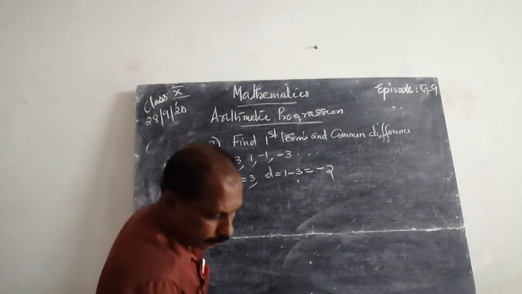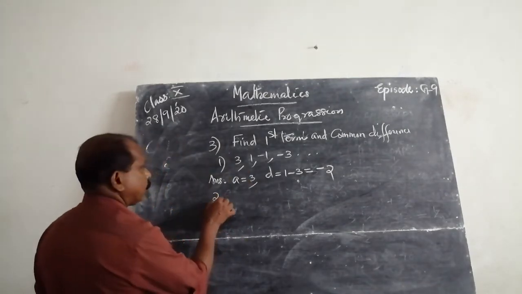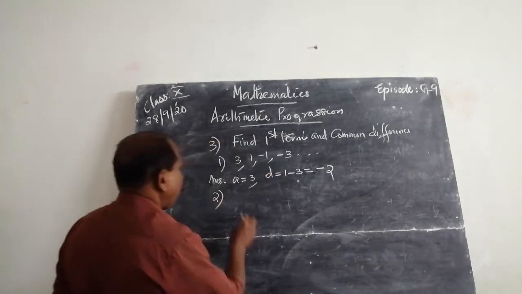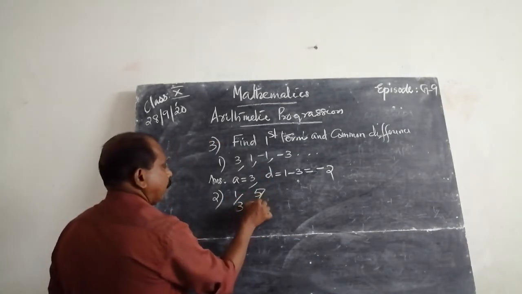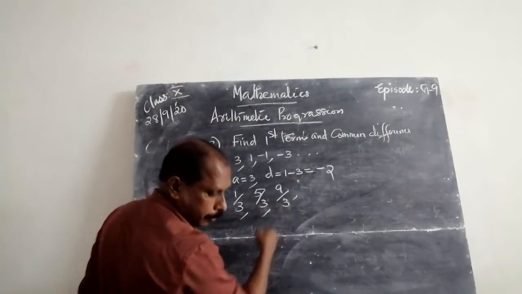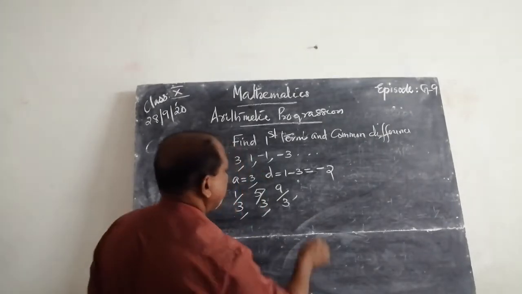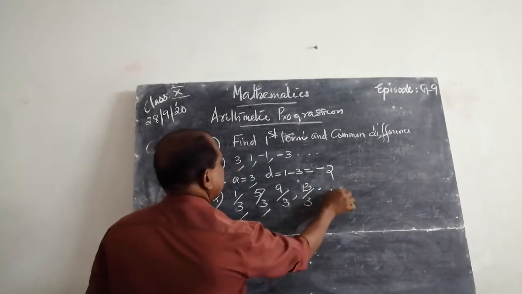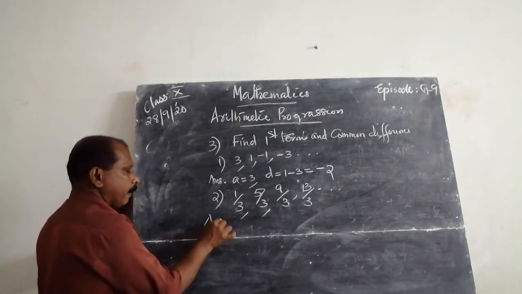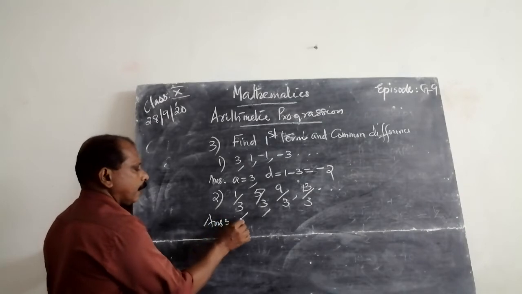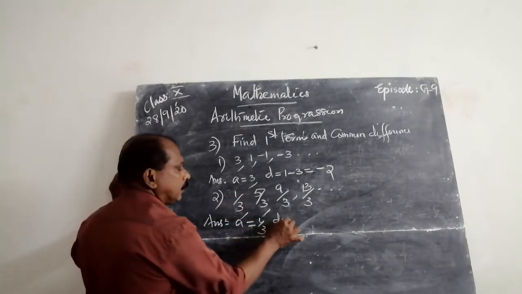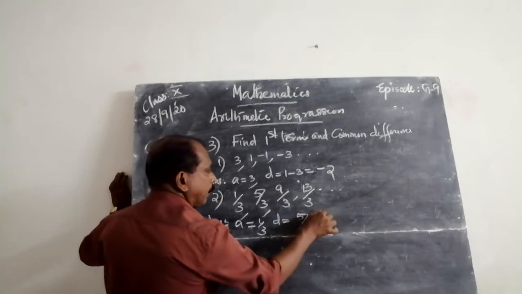Then the second question, question number 2: 1 by 3, 5 by 3, 9 by 3, 11, 13 by 3. Then what's the answer? First term: A is equal to the first term, that is 1 by 3. B is equal to 5 by 3 minus 1 by 3.